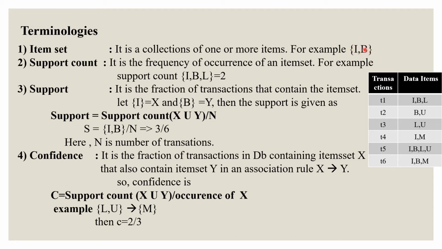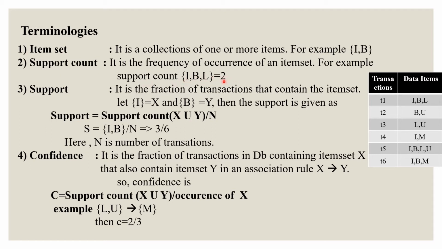The two items are combinedly known as an item set. Here we can see in this table there are 6 item sets. This is one item set, this is one item set, this is one item set, this is one item set, this is one item set. Support count is the frequency of occurrence of an item set. For example, support count of {I, B} is equal to 2.